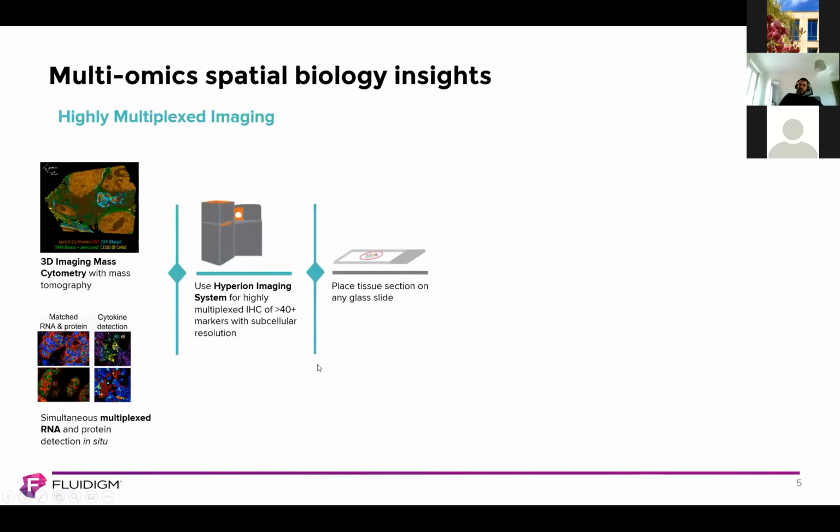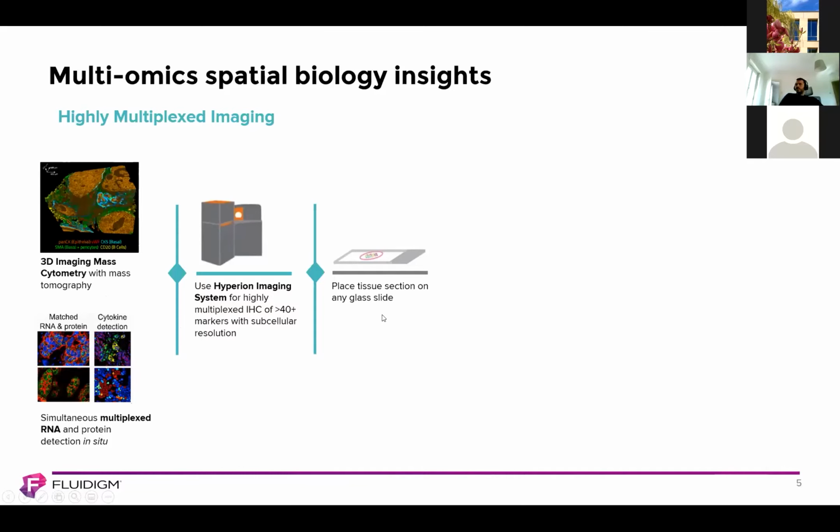And I'll also be talking more about how this technology can be used not only in combination with spatial transcriptomics, but also to get a simultaneous multiplex RNA and protein readout on the same tissue section at one given time.